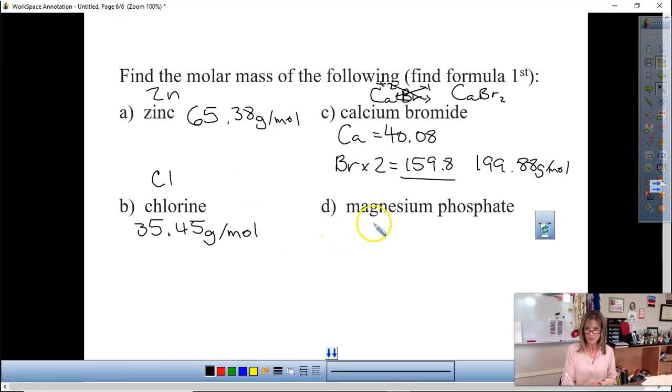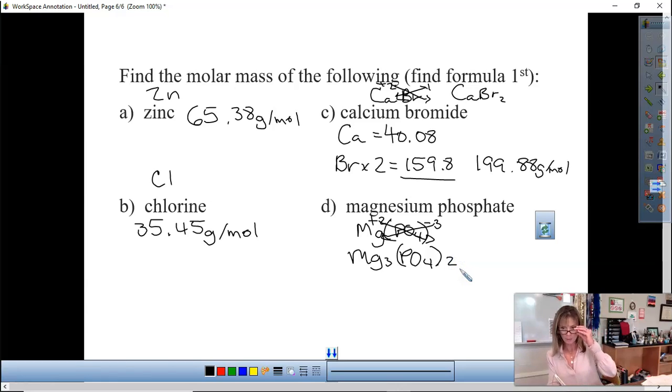How about this one, magnesium phosphate? Symbol for magnesium, Mg. Phosphate, ATE, tells me it's a polyatomic ion, so I have to go back to my list. PO4. Oxidation number for magnesium, it's in group 2, so it's +2. Find PO4 on your polyatomic ions list. Its oxidation number is -3. So we crisscross them, keeping PO4 inside the parentheses, and you get Mg3(PO4)2.